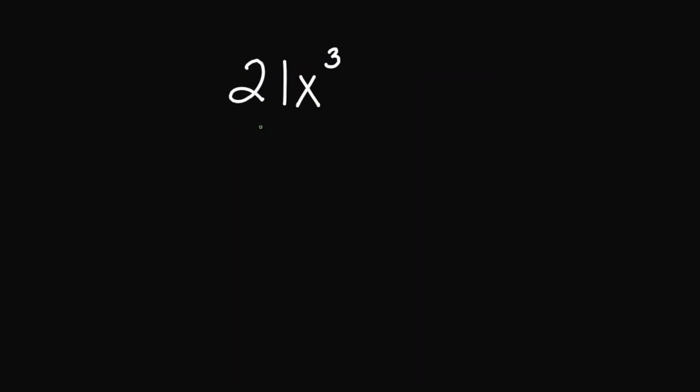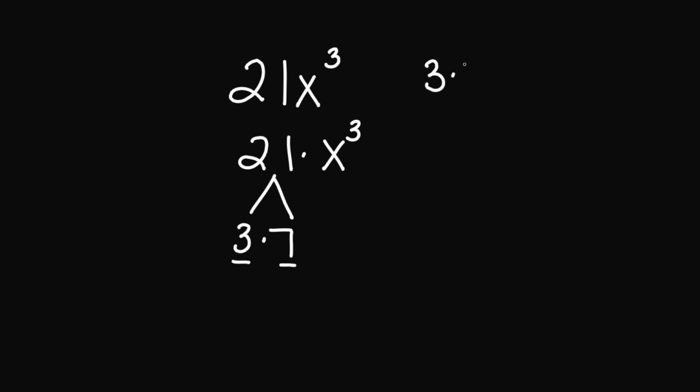Let's try this example here, 21x to the third power. So this is 21 times x cubed. My 21 can factor into 3 times 7, and I am left with prime numbers. So your prime power factorization is going to be 3 times 7 times x cubed.